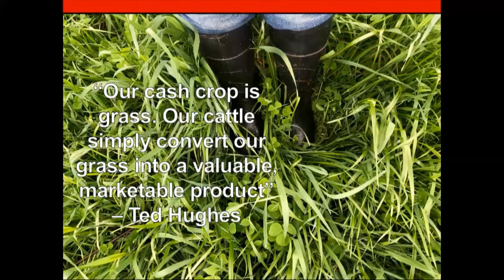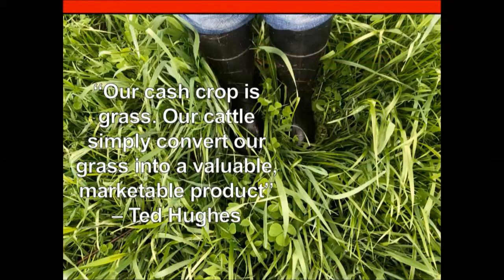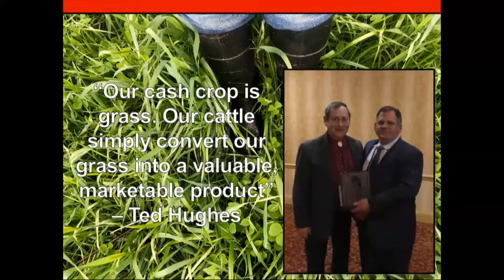This is a quote from a man by the name of Ted Hughes. He stated that our cash crop is grass. Our cattle simply convert our grass into a valuable marketable product. I know sometimes people tend to forget about the grass, and the grass is just as important as the cows, in my opinion. So definitely something to think about. That's Ted Hughes there. He actually won the National Forage Spokesperson at the annual Forage and Grassland Conference this year, so it's very exciting.